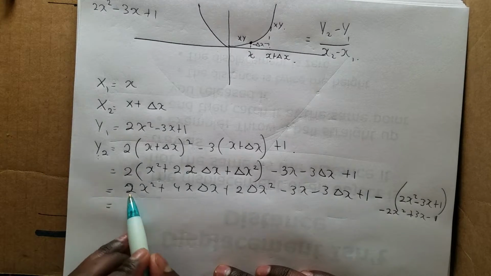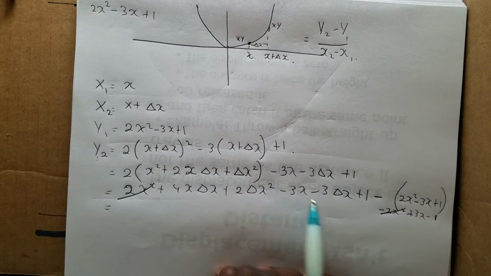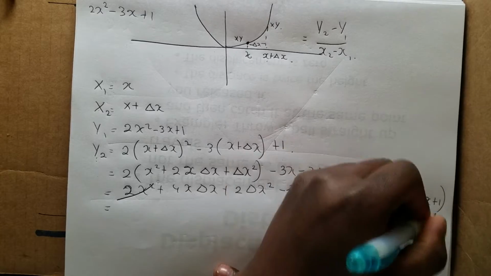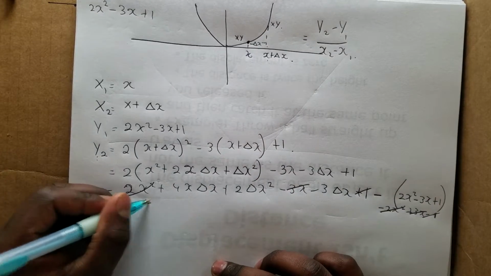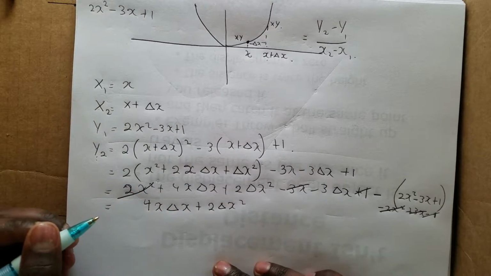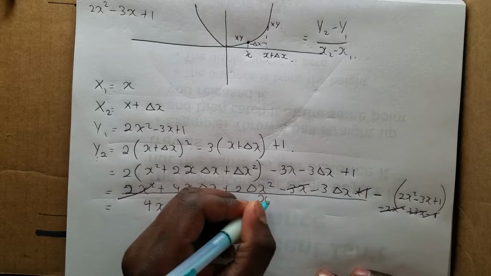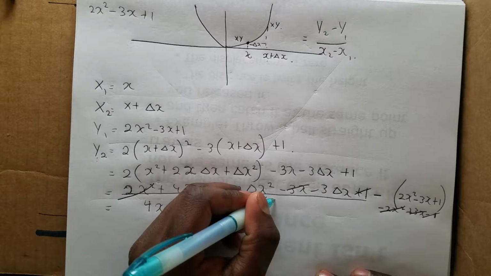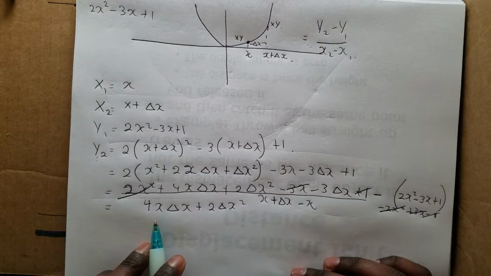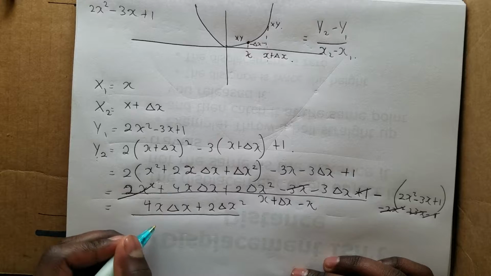So the plus 2x squared minus 2x squared would cancel. Minus 3x plus 3x would cancel. Plus 1 minus 1 would cancel. So you're left with 4x delta x plus 2 delta x squared. Oh yeah, and all this is going to be all over x2, x plus delta x minus x. So the x would cancel and you get that all over delta x.